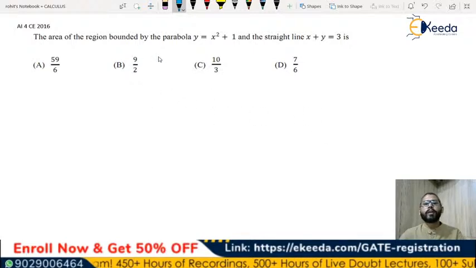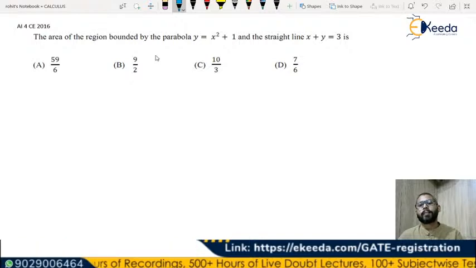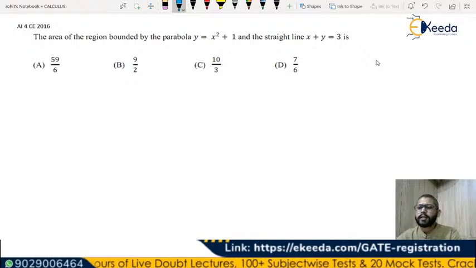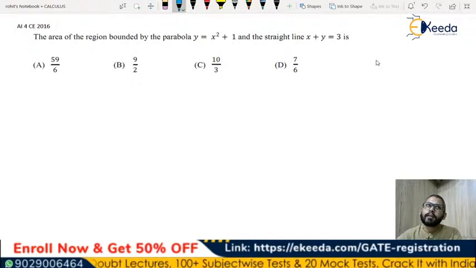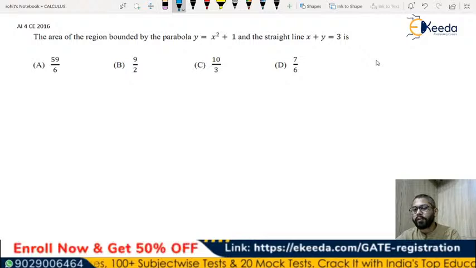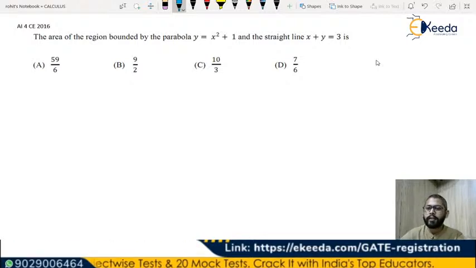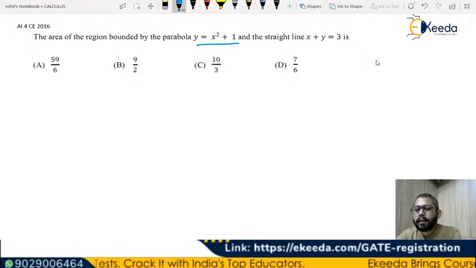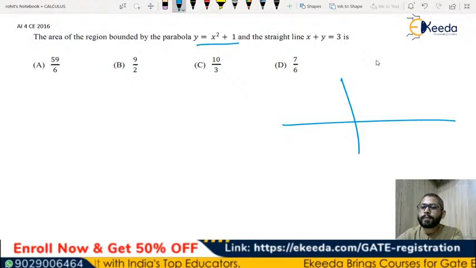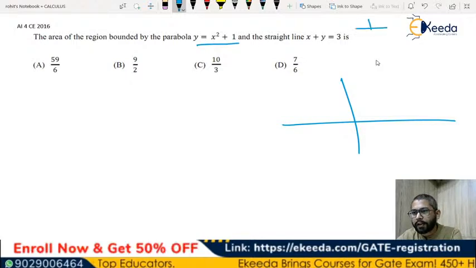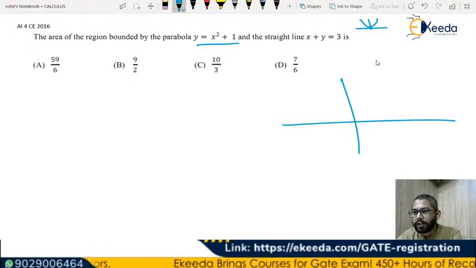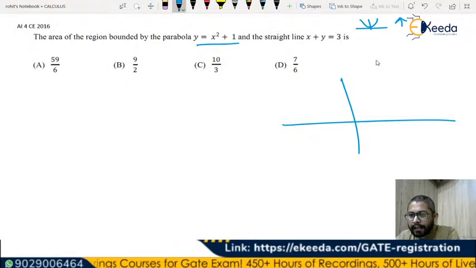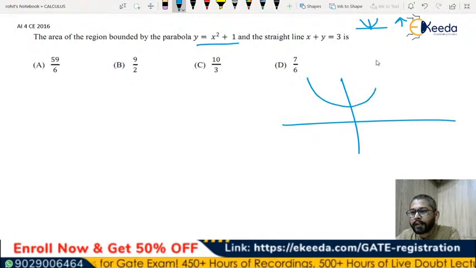It says the area bounded by the parabola y is equal to x square plus 1 and the straight line x plus y is equal to 3. Of course in the previous classes also, like in the class of maximum, minimum and everything, we were discussing parabola a lot. So let's talk about this y equal to x square plus 1. This is a parabola, right? You know y is equal to x square is like this, and when you have plus 1, you uplift it by 1 unit. So let's say my new curve will be something like this.